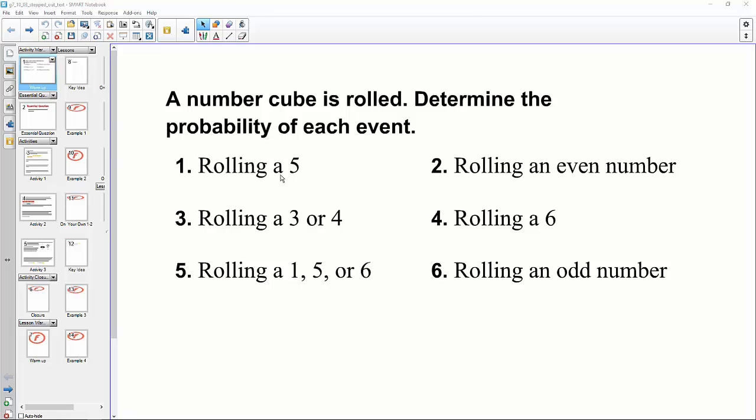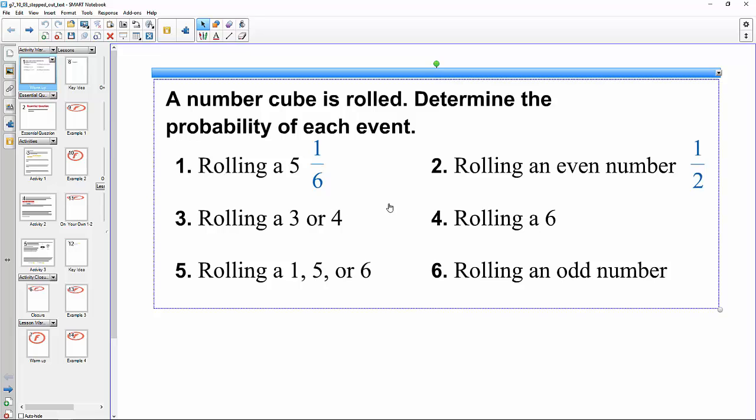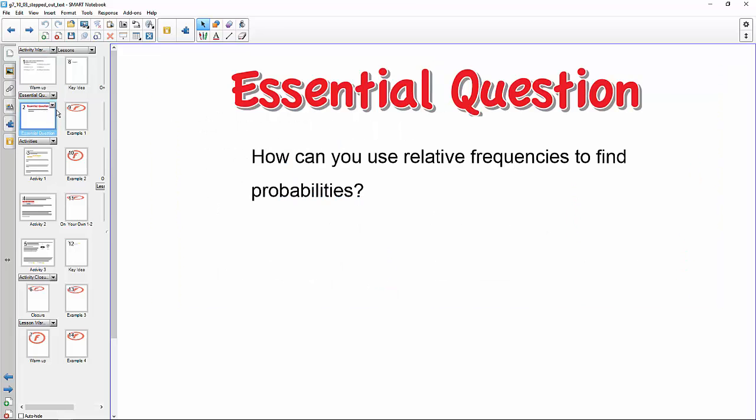So if I have a 5, that would be 1 out of 6 outcomes. The even number would be 3 out of 6. This would be 2 out of 6, 1 out of 6, 3 out of 6. And of course, you'll notice the 3 out of 6 got reduced down to 1/2. This is what we did the last couple days with the warm-up, just trying to put it in lowest terms. And we'll see why today.